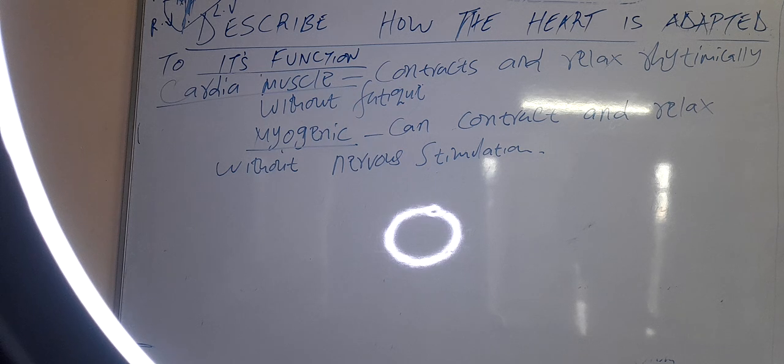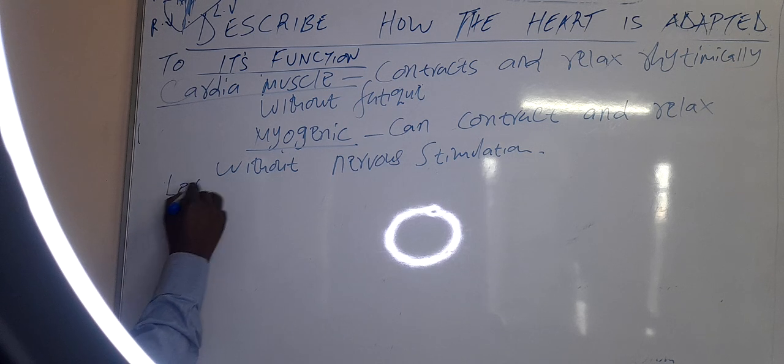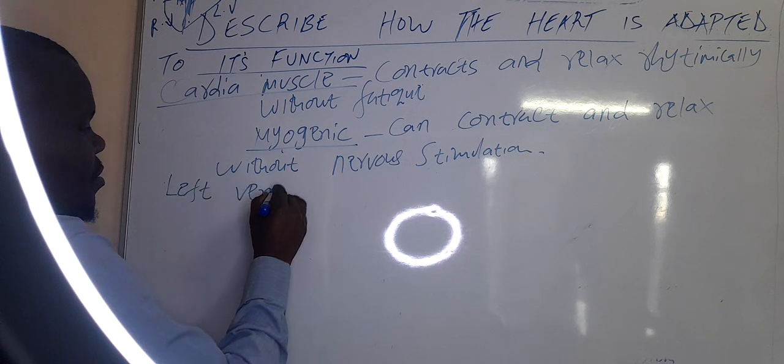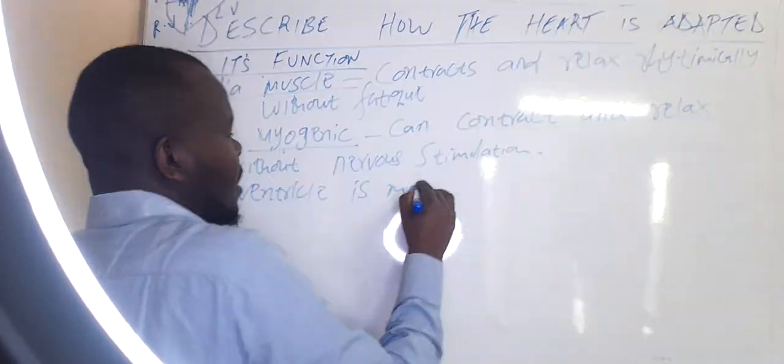Then we have the walls of the ventricles, the muscles on the walls of the ventricles. We are dealing with the muscles. We are speaking about the left ventricle, which is more muscular.